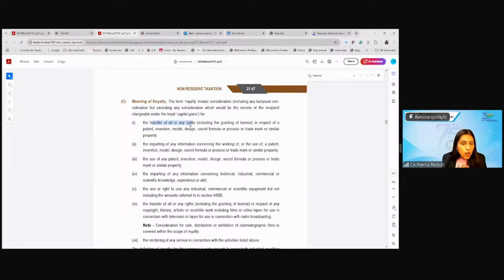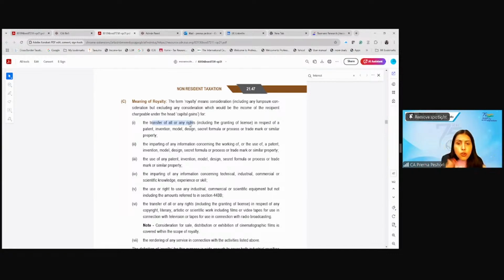Or for example, I have developed some unique formula with respect to medicine. I am giving you the training as to how to develop this medicine. The company that will be receiving that knowledge will be paying the royalty.